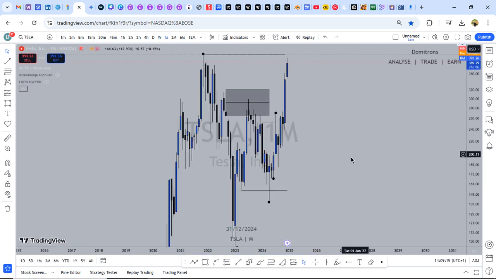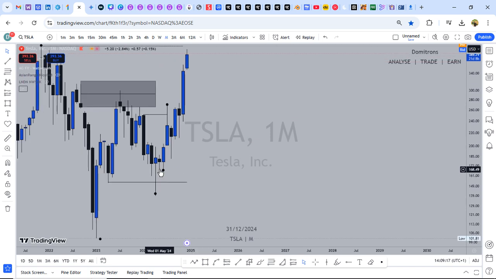Now, when I shared this analysis, Tesla was worth around $168. Now, imagine the return on investment that you have gotten.